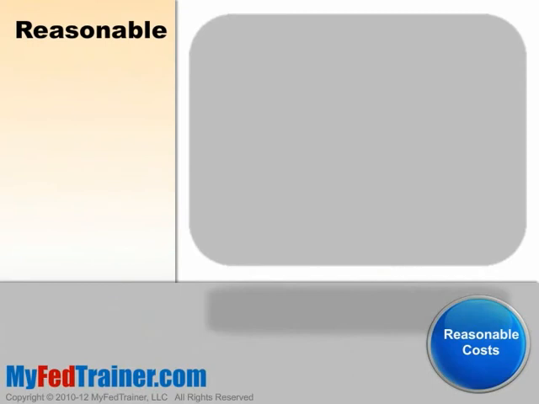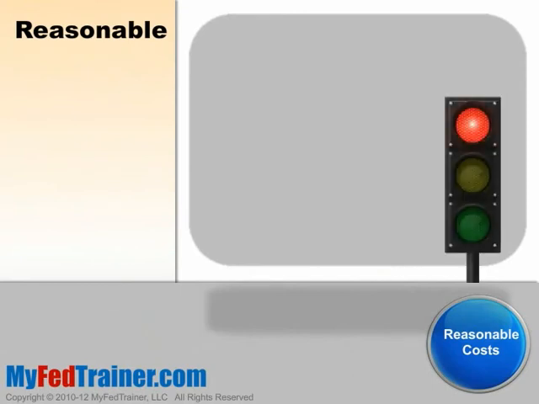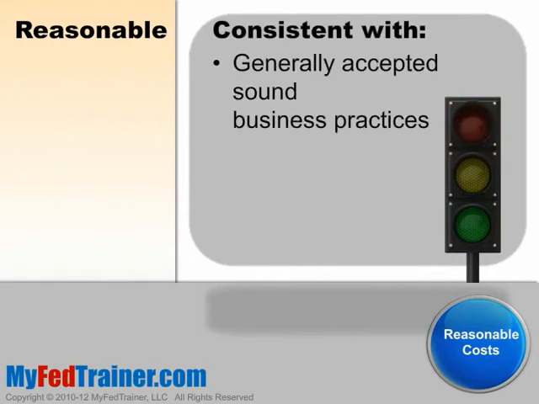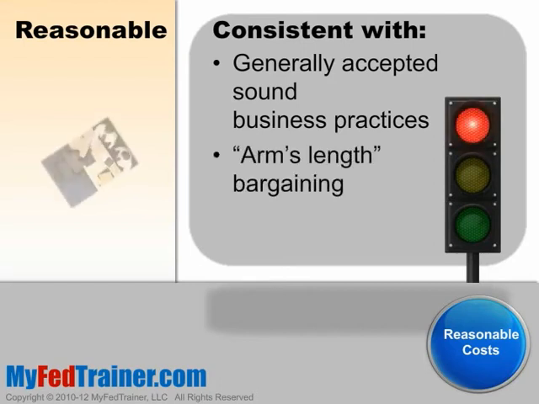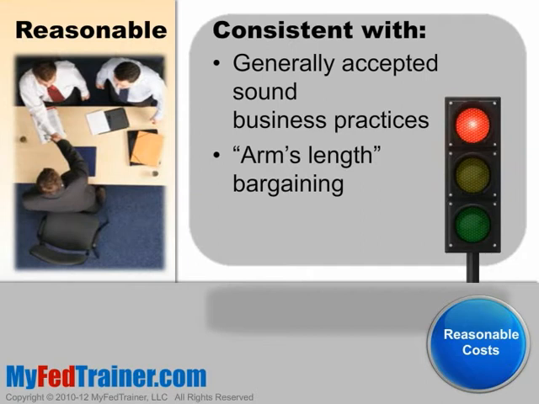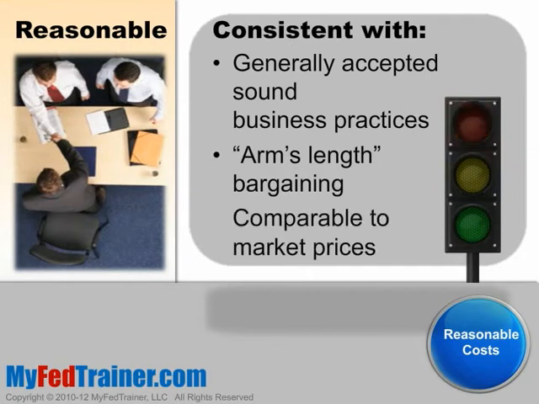Now let's look at some red flag areas that are reviewed in determining reasonableness of costs. Reasonable costs would be consistent with generally accepted sound business practices and arm's-length bargaining. The federal agency may also look at the market prices for comparable goods and services in assessing whether the costs are reasonable.